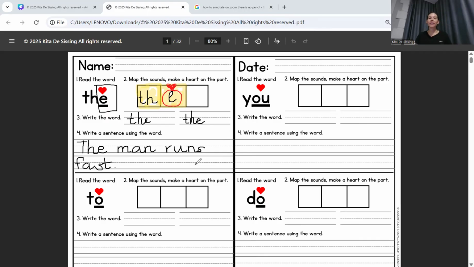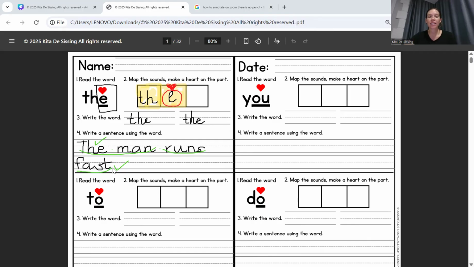The man runs fast. If I check my sentence, I'm quite happy because I remembered that I have got my capital letter at the beginning of my sentence. I've got spacing in between my words, good spacing. My handwriting is not very neat, but that's because I'm using a virtual pen. And I have got a punctuation mark, a full stop at the end of my sentence. And I've got my who, the man, does what?